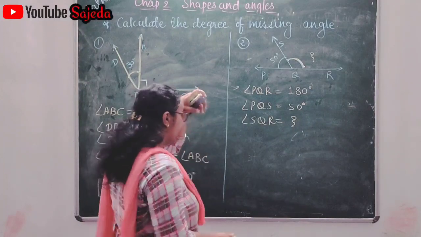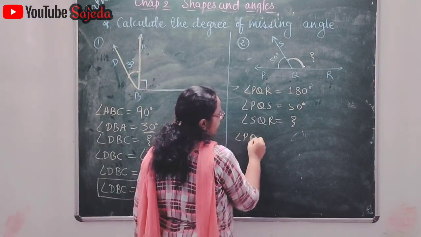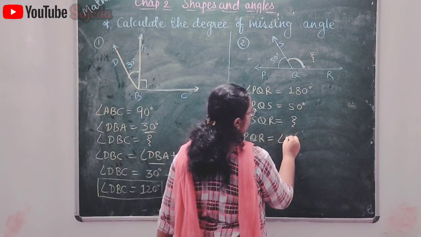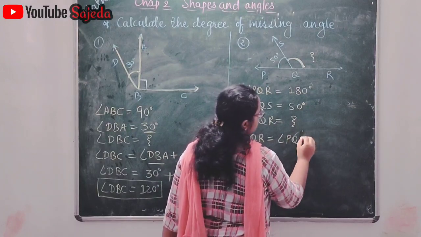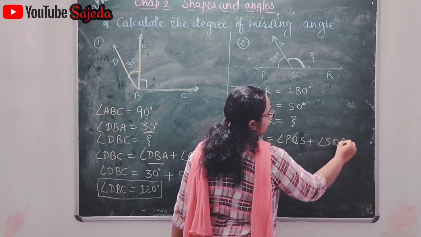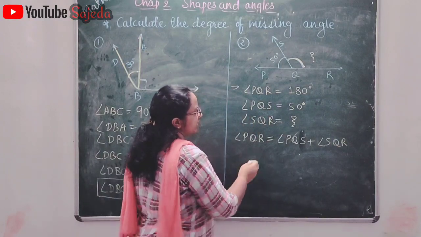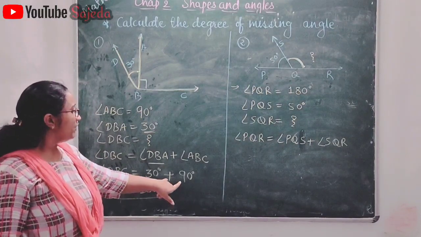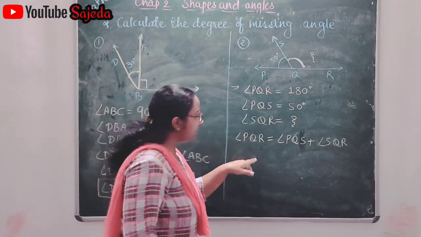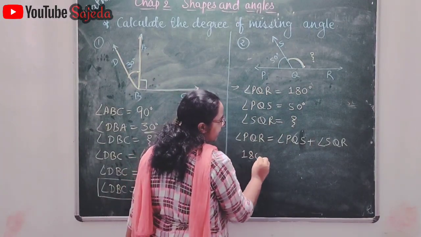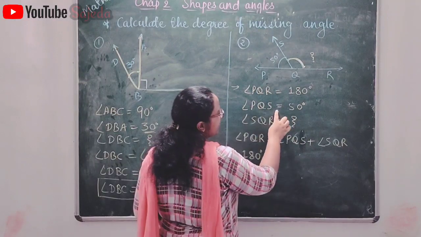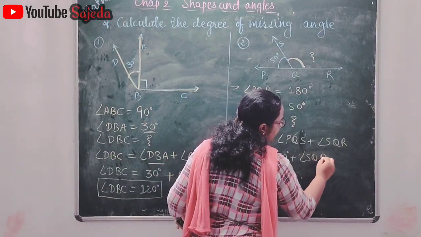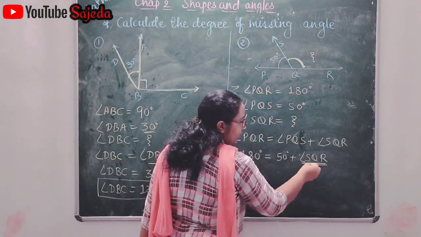Now we will write it like this: the biggest angle PQR is equal to the total of these two angles, angle PQS plus SQR. PQR is given here. See, in this example, the main angle, the biggest angle, is given. So simply we add these two measurements. Here the biggest angle is given as 180 degrees, equal to PQS, given as 50 degrees, plus the missing angle SQR. Now we want to find out the measurement of this angle.